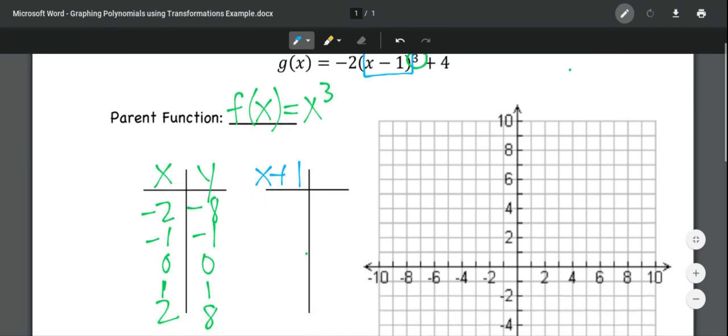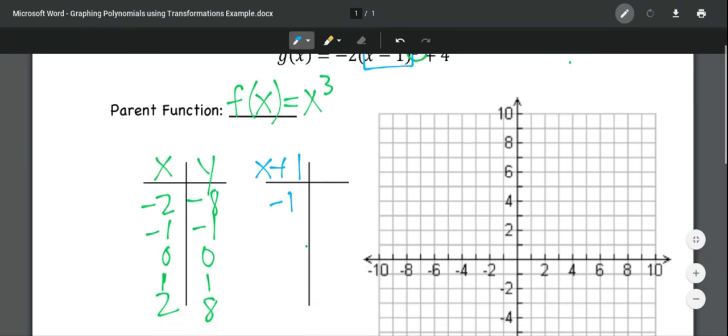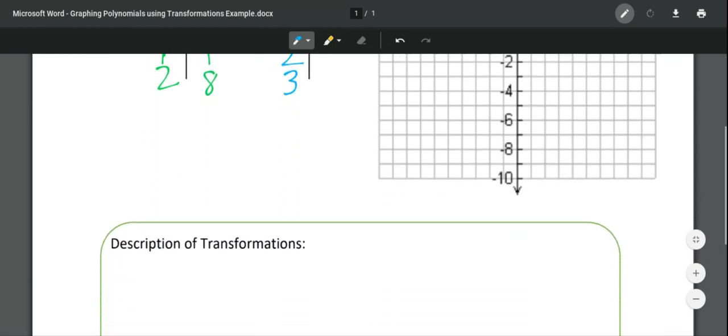So -2 plus 1 is -1. -1 plus 1 is 0. 0 plus 1, 1 plus 1, and 2 plus 1. So there's my new transformed x values. And what I've done is I have shifted right 1.